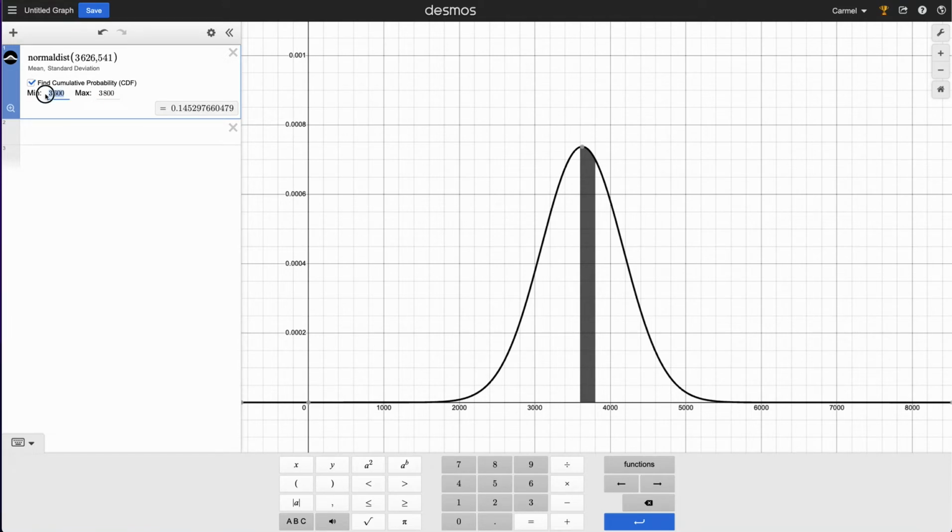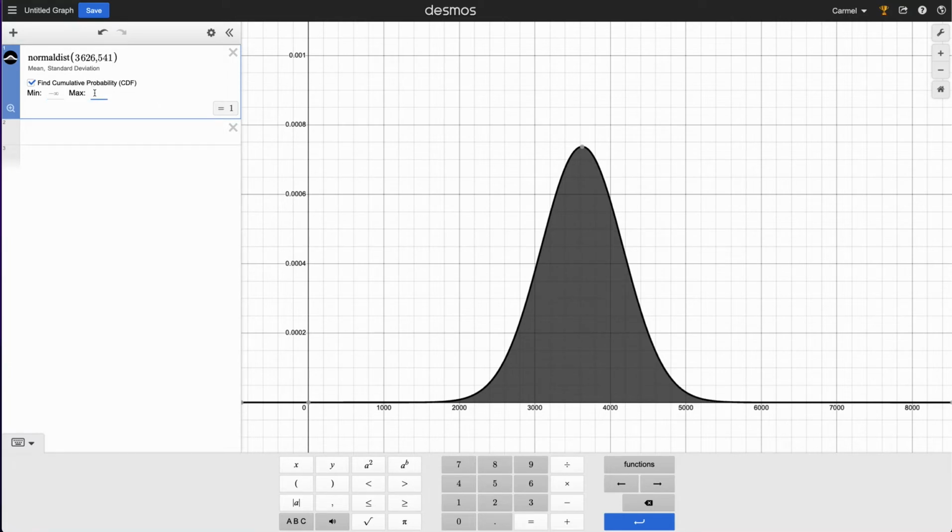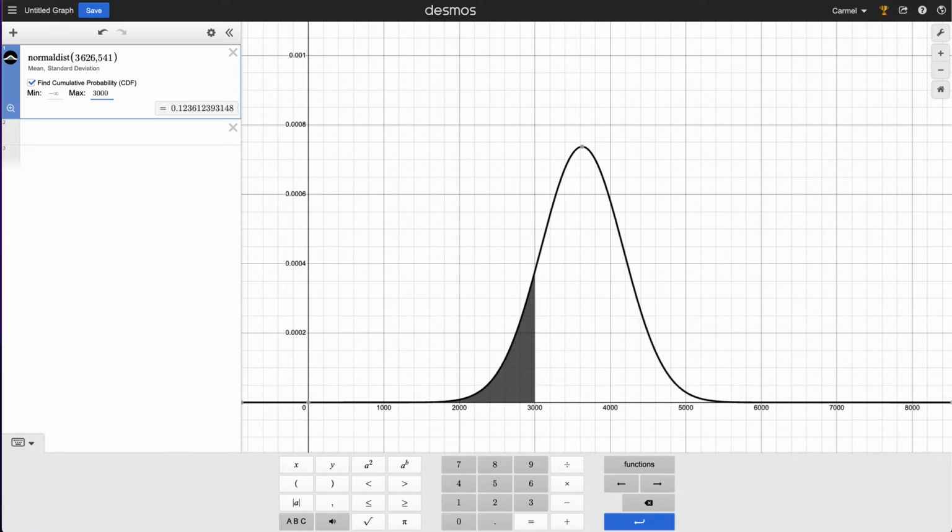Let's do one where it's less than. So what's the probability that a baby is pretty small, like weighs less than 3,000 grams? And that's about 12% of babies would have a weight less than 3,000.